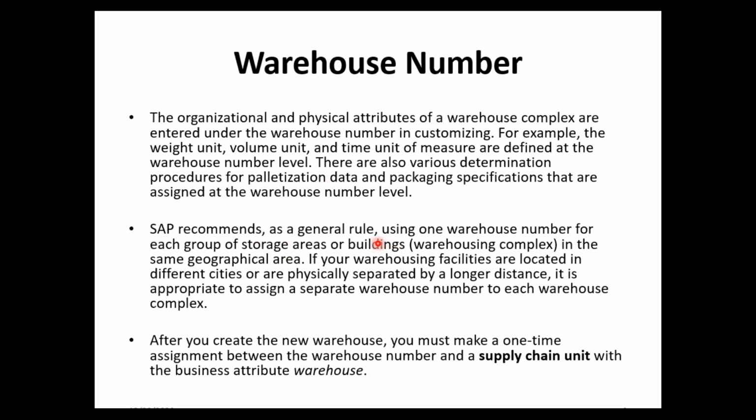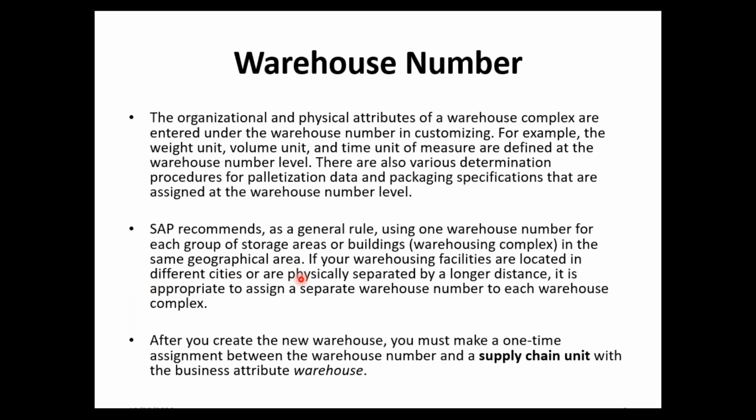So SAP recommends as a general rule using one warehouse number for each group of storage areas or buildings. Several buildings are considered a warehousing complex in the same geographical area. If physically all these buildings exist in one geographical area, then SAP recommends that you use one EWM warehouse number for those buildings. But if those are physically located in different cities, or there is a longer distance within the same city, then you should use a separate warehouse number for your buildings.